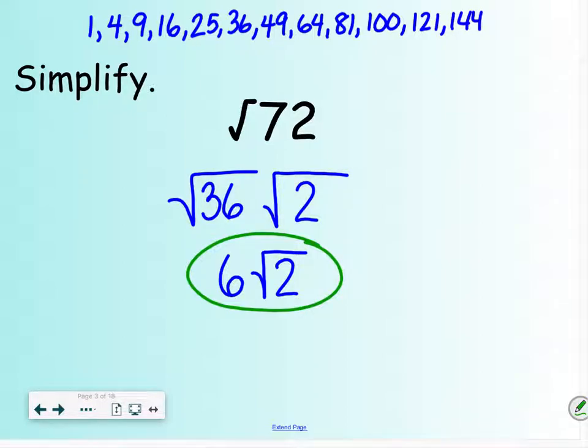If you're not good at figuring out the largest perfect square factor, just start. If it's 72, 72 would fall here, so start with 64 and try dividing. So 72 divided by 64, it's not going to give you a whole number. Then try 72 divided by 49. That's not a whole number.